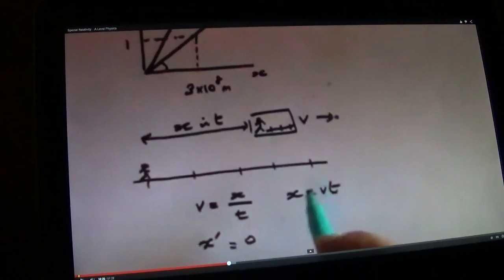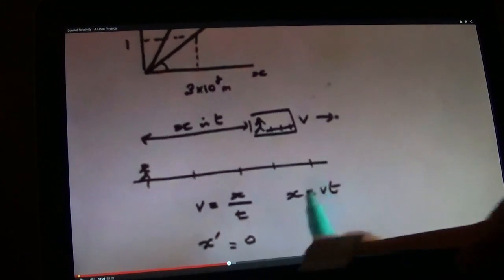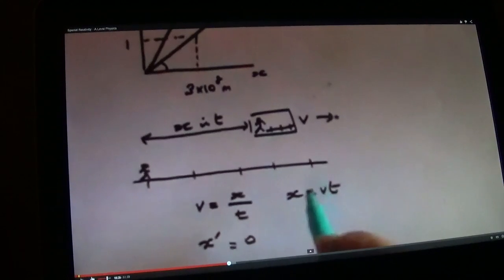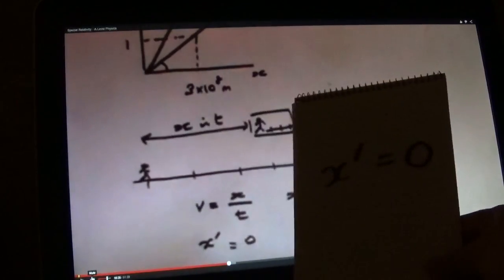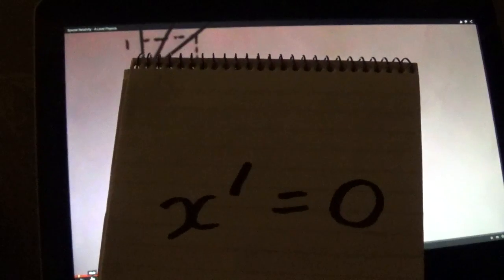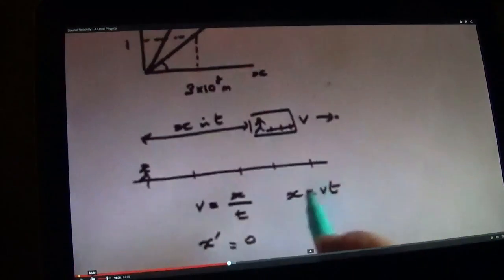Okay. Now, I think it's important that he's saying that x prime is equal to 0. Make a note of it. Does it come out clearly? X prime equals 0. That's what he's giving. That's going to be useful to us in a minute. Picking up back again.